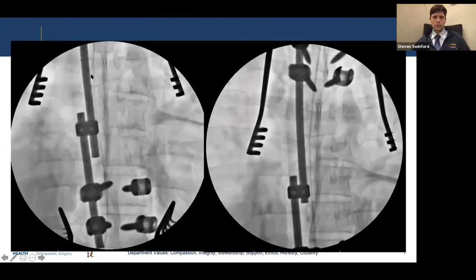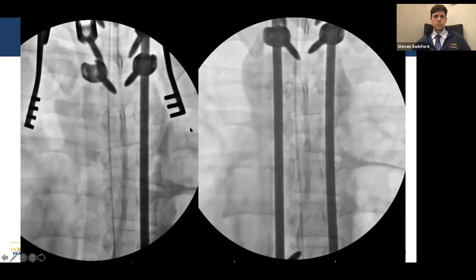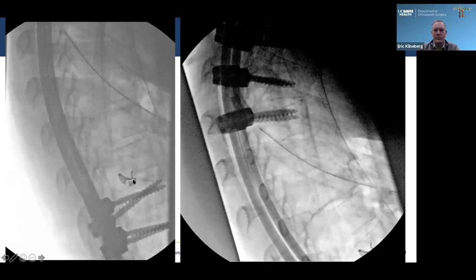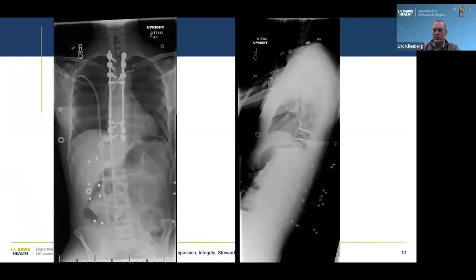And then we gradually reduce by... You can see we ate up all this rod here, and then we're going to eat up this portion of the rod with distraction. You can see here we're getting closer. Lock it in with the contralateral rod. So there's that corner of the body matching with the rest of this vertebra. That was the reduction that we got.